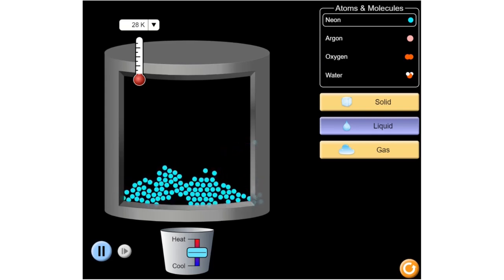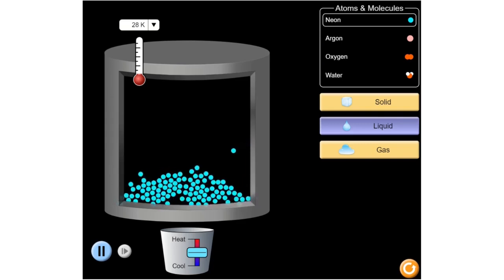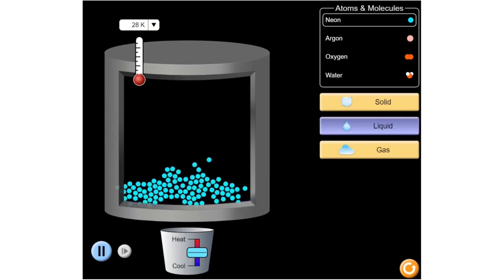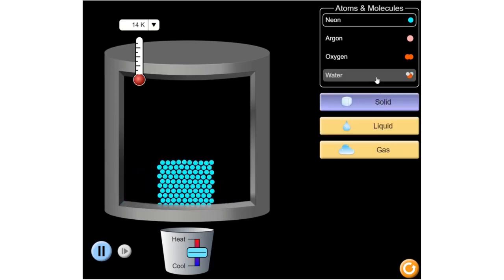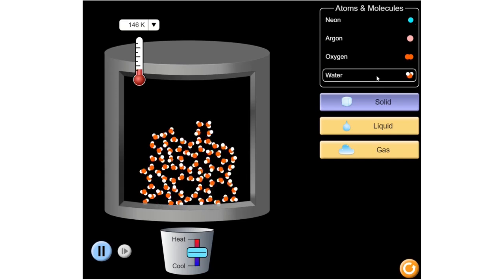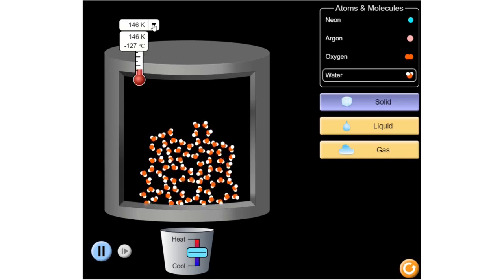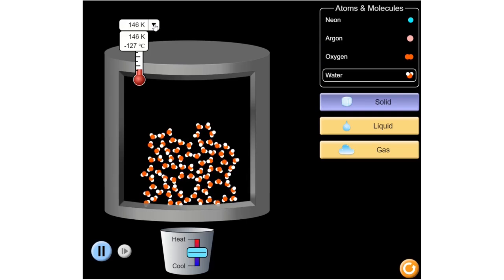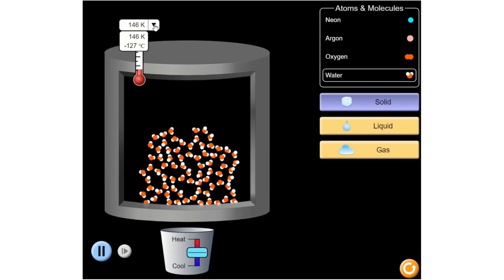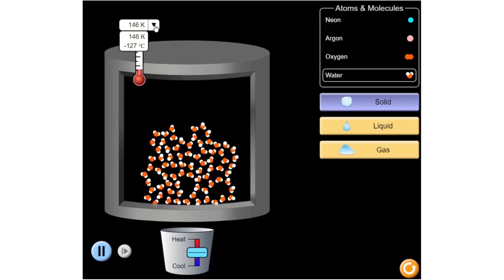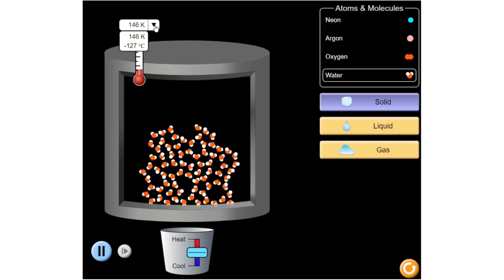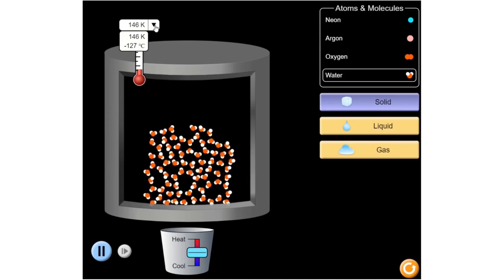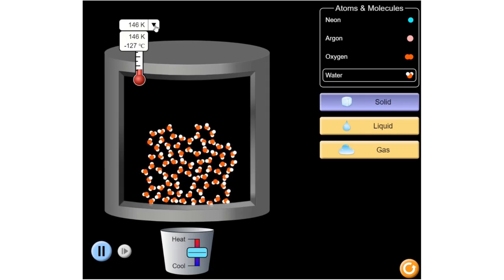You can see that it's the kinetic particle model, kinetic motion. Particles are in motion all the time. If we go to solid, here we are at negative 127 degrees C. The particles are still in motion. That's very cold ice there. You could go to this simulator, you could make it even colder, and the particles will still be moving. So constant motion, whether it be solid, liquid or gas.